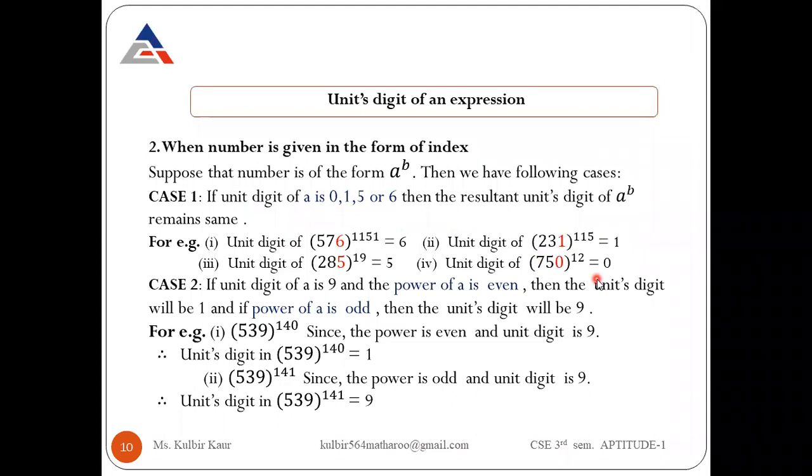So from case number 1, you can conclude if we have given any expression in which the base consists of a number whose unit digit is either 0 or 1 or 5 or 6, then their answer will always remain same. For unit digit 6, answer will be 6. For unit digit 0, answer will be 0 and so on. Any doubt in case number 1?